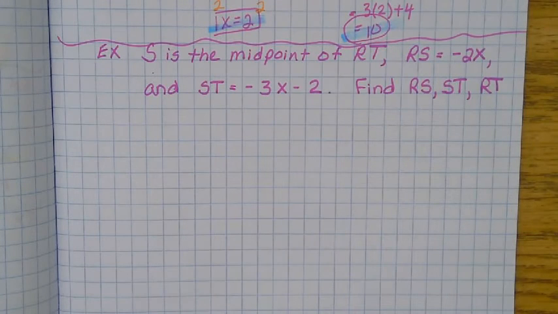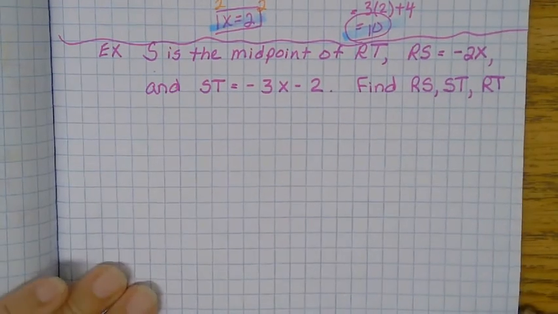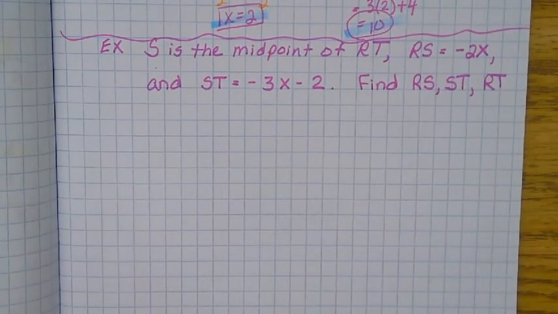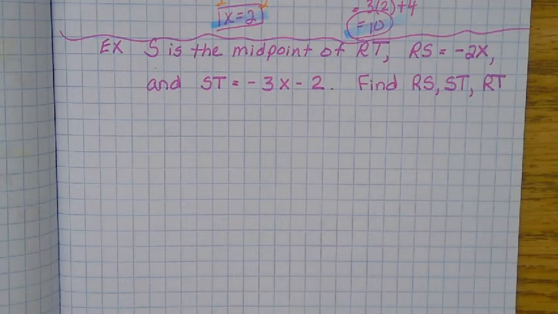So this one says that S is the midpoint of RT. It gives us a value for RS, a value for ST, and wants us to find all three of those segments. So go ahead and write this down, and then draw your picture and set up your equation.